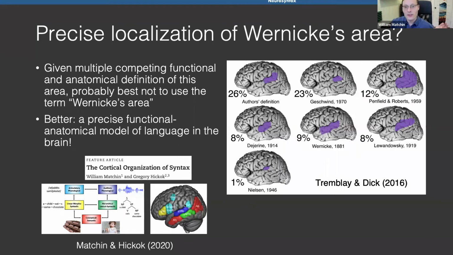And so probably the best thing to do here is have a detailed functional anatomical model of language that has a very detailed, anatomically based explanation of different regions that explains how language works in the brain.